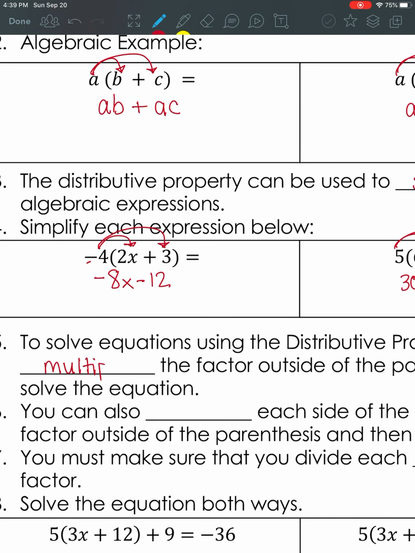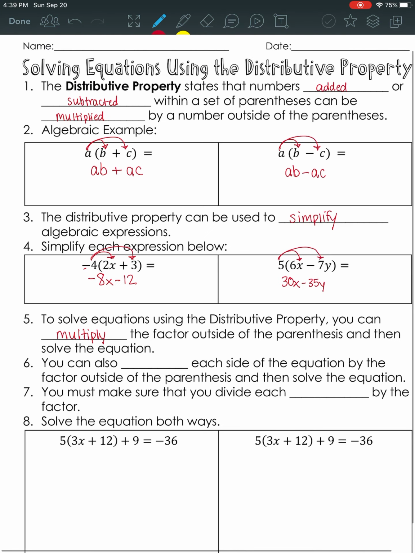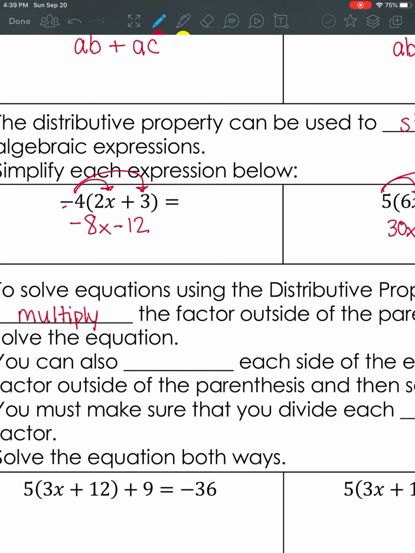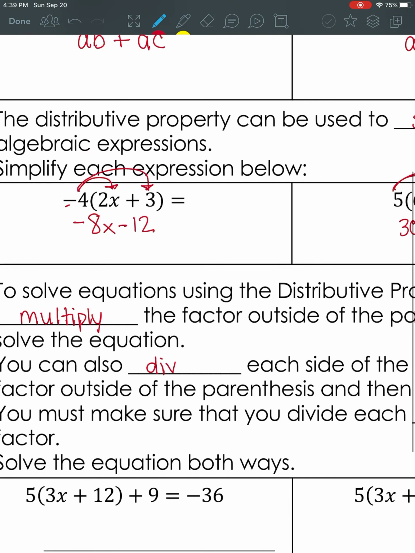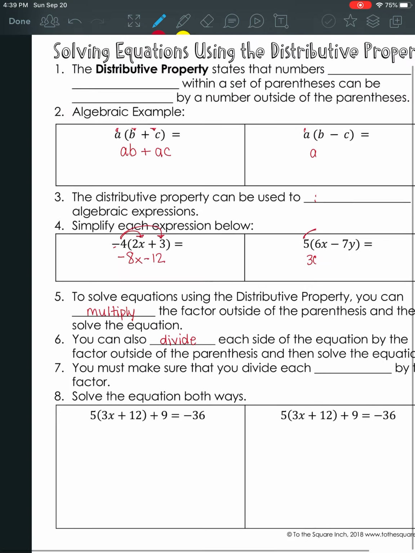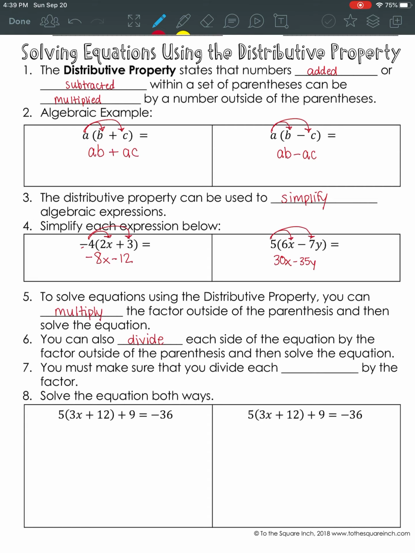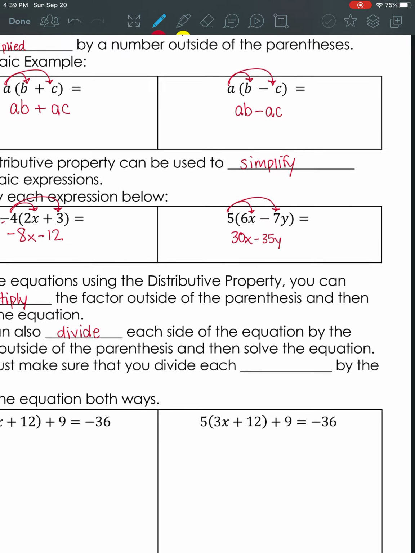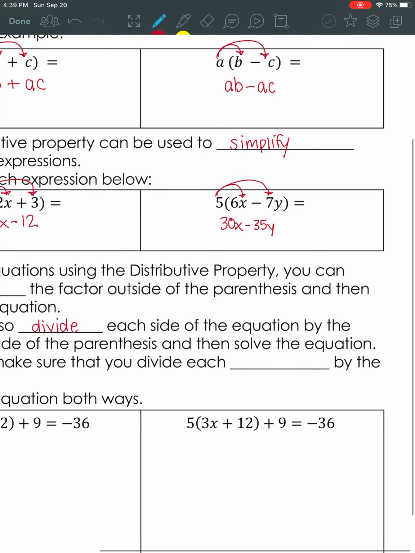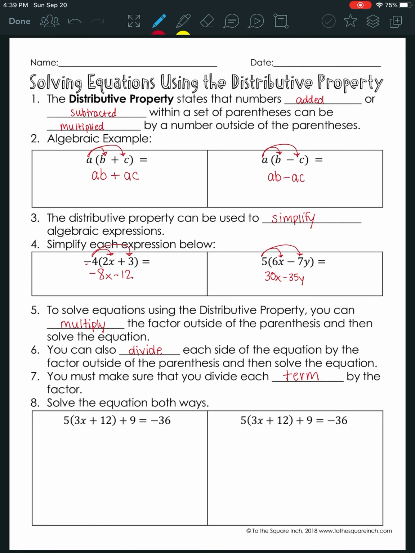Now we're going to solve equations where all we have to do is the same thing. You want to multiply the factor that is outside of the parentheses, and then we solve the equation just like we've been doing. Another way, you can also divide each side by the number that is outside of the parentheses and get rid of the parentheses that way. So there are a couple of different ways to solve these equations. But when you use this method, you must make sure that you divide each term by that factor. You have to make sure you divide everything outside of that parentheses.